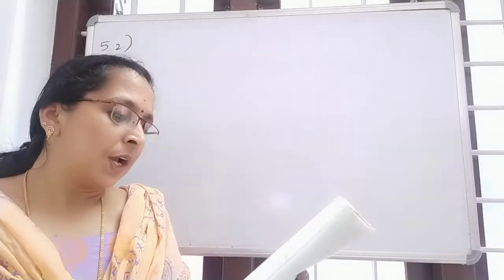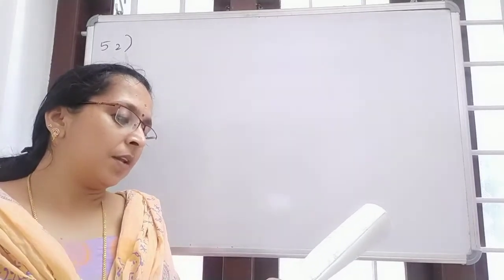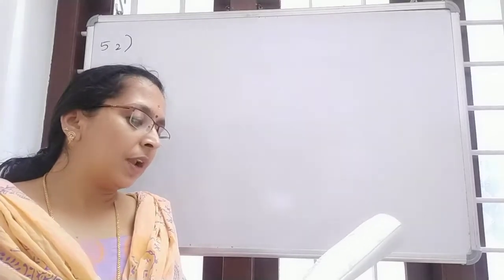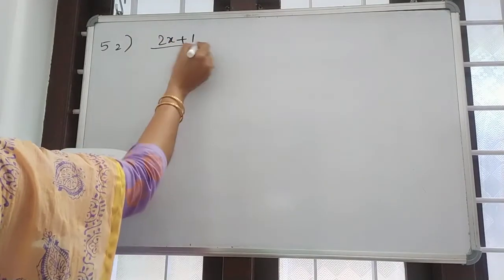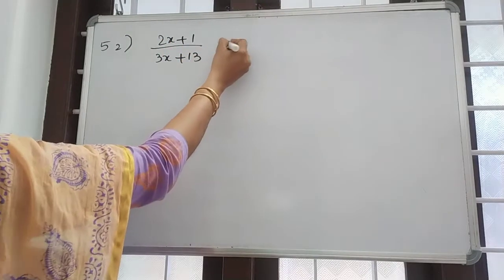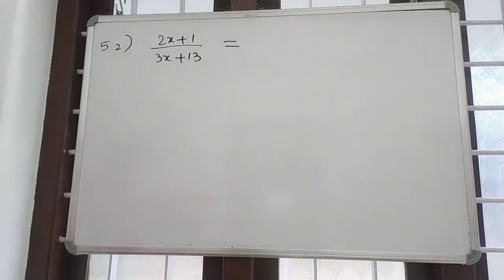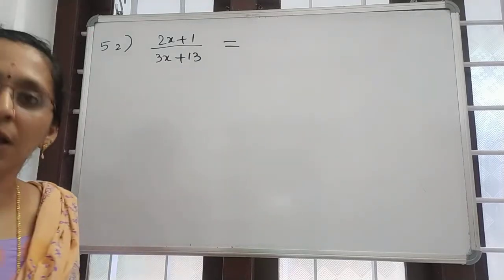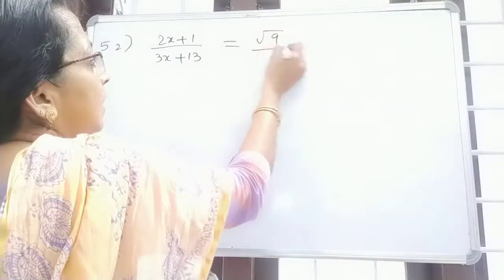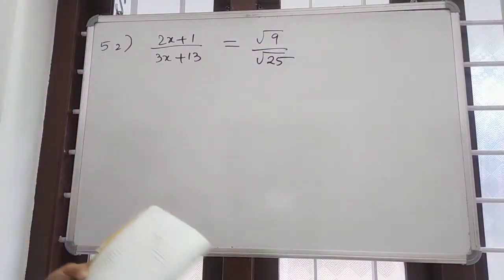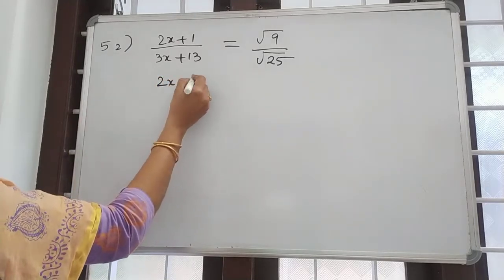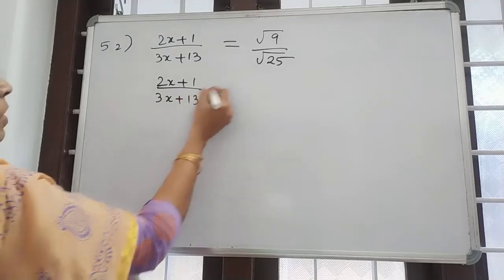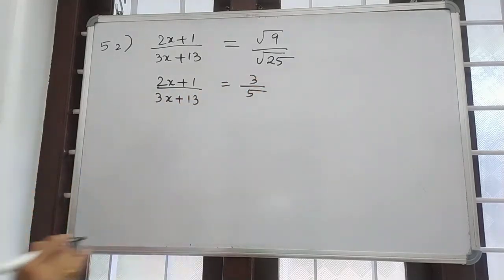Next one. 2x plus 1 is to 3x plus 13 is a subduplicate ratio of 9 is to 25. So how can we write? 2x plus 1 divided by 3x plus 13 is the subduplicate ratio of 9 is to 25. Subduplicate ratio means we take the square root of 9 and 25. So root 9 divided by root 25, which is 3 divided by 5. Then cross multiply.